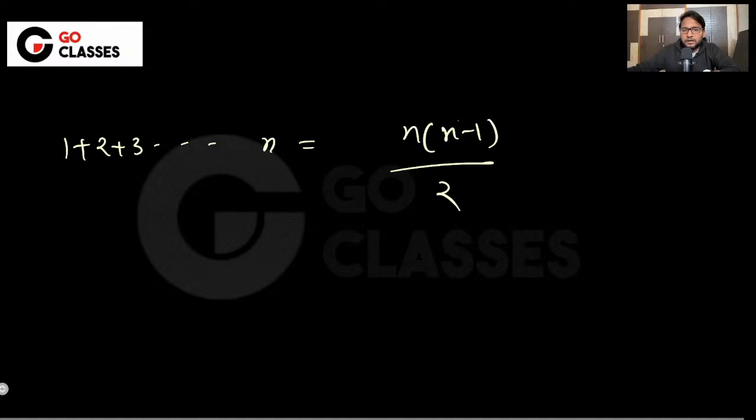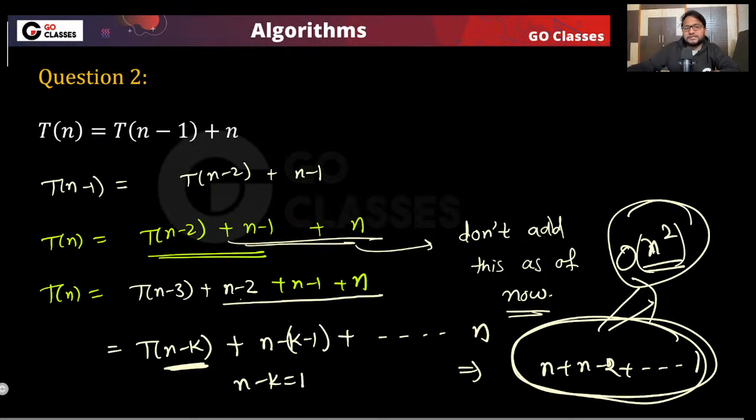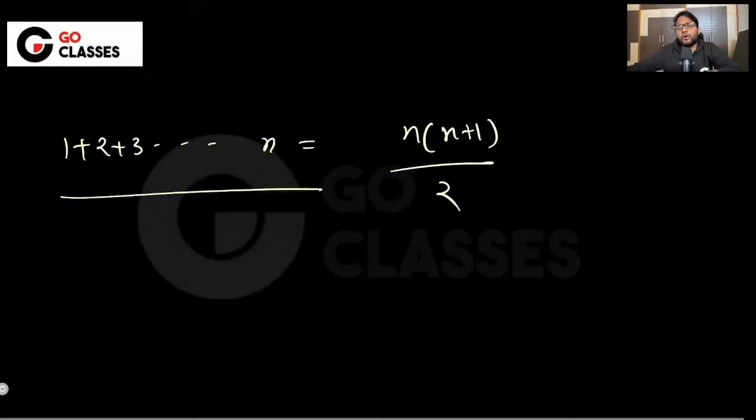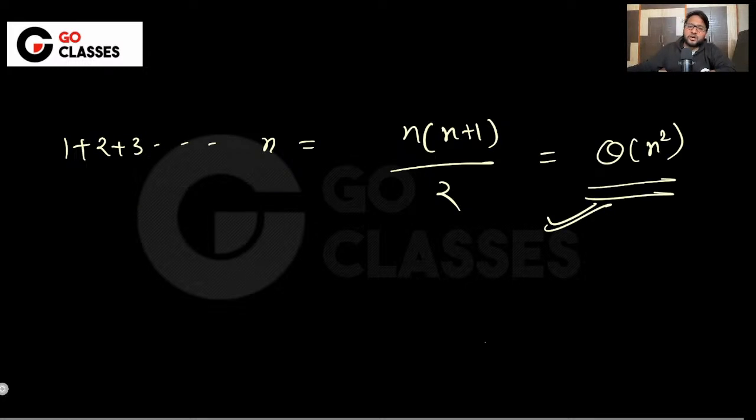Sorry, this is n into n plus 1 by 2, right? Because if n is 1, then this is going to be 1. Yeah, so it is n into n plus 1 by 2. So this series that we have got is n into n plus 1 by 2, but you don't need to worry about the exact thing. You can just say theta of n square, which is perfectly fine. I hope that is fine to everyone.